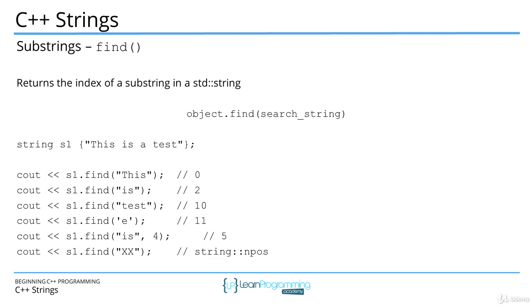In the second example, we're looking for the string is. In this case, it would return 2 since the first is starts at index 2. In the third example, we're finding the string test and we get back a 10.